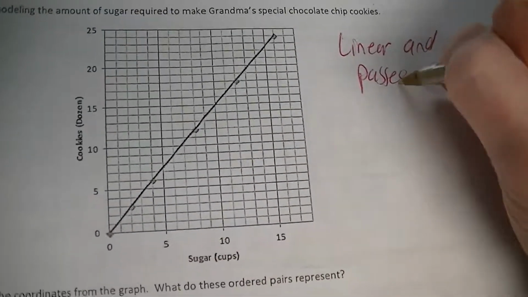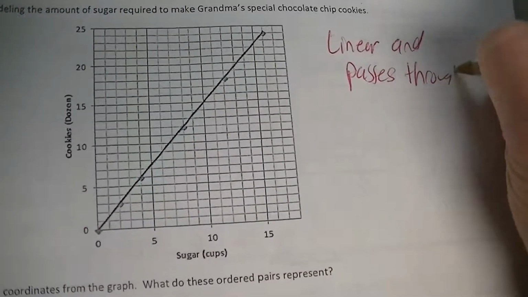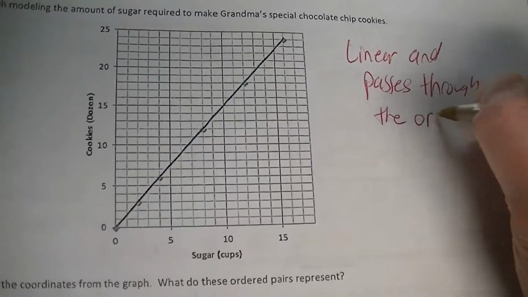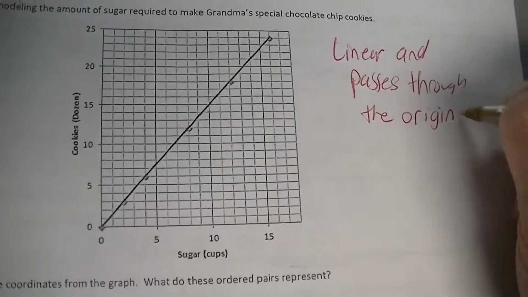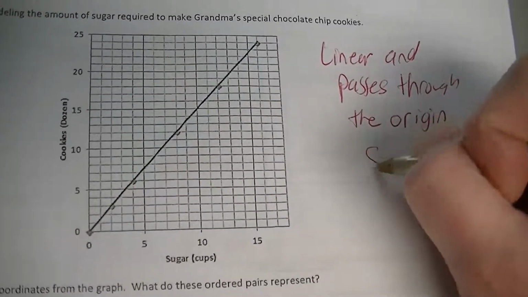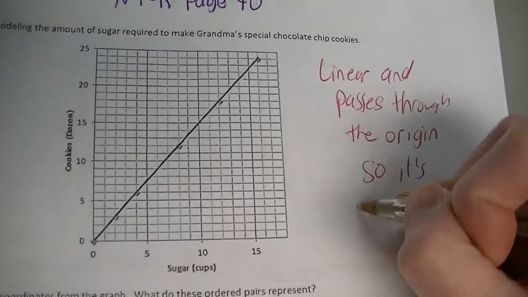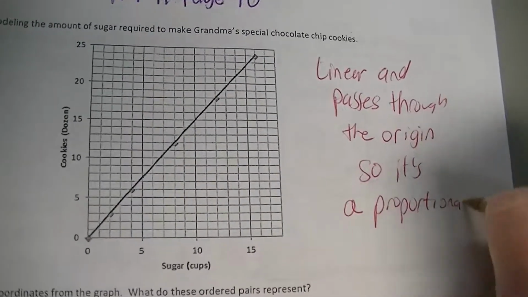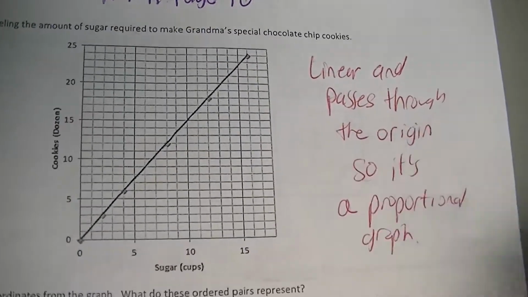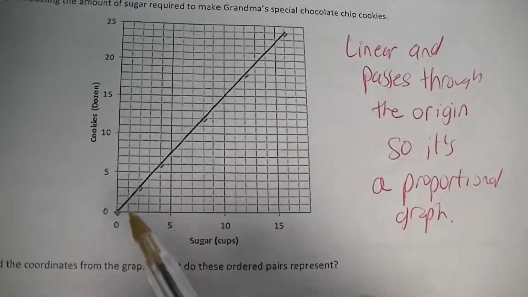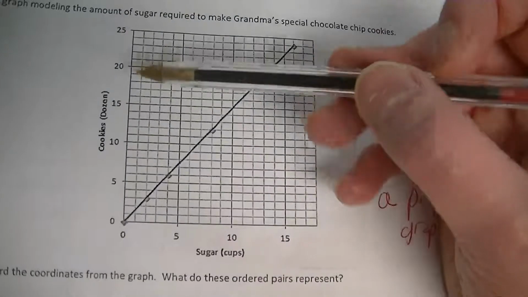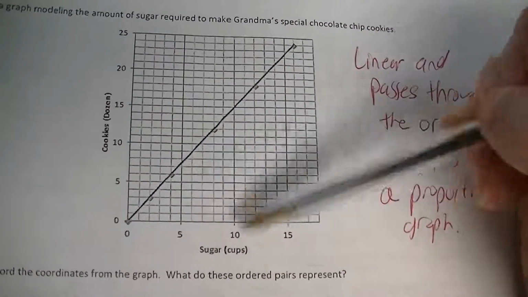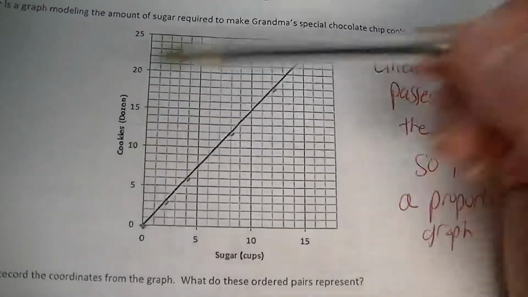And what do you think I'm going to ask you right now? What kind of graph does this make it? What kind of graph is this? It's proportional. And that means that there's a proportional relationship that exists between the cups of sugar and the dozens of cookies made.